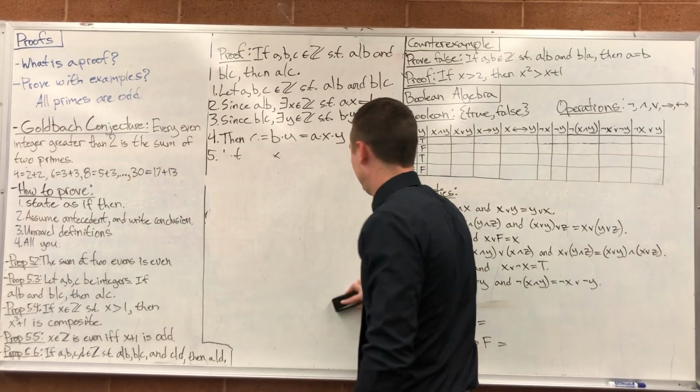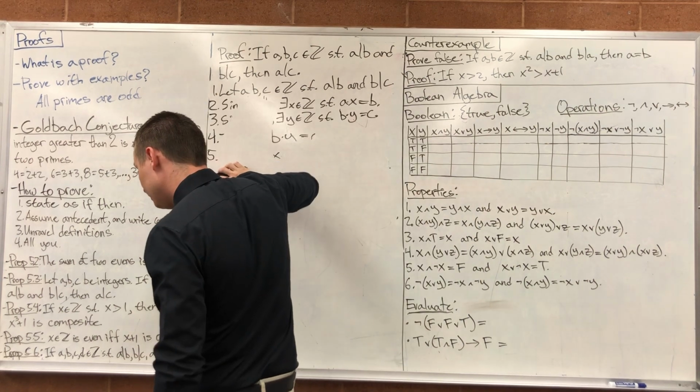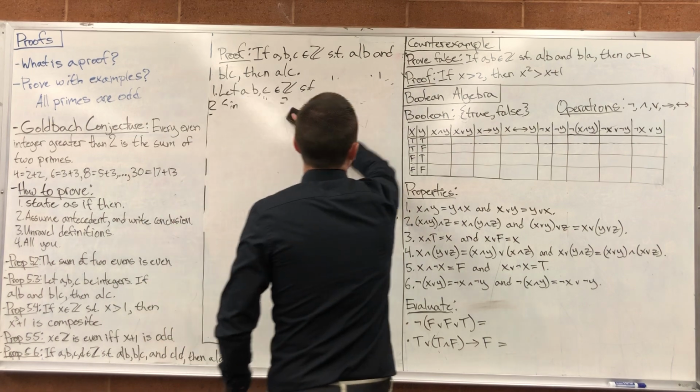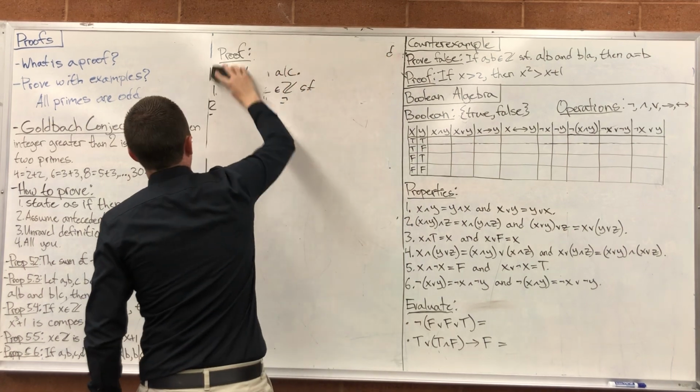Next. If x is an integer greater than 1, then x cubed plus 1 is composite. Oh geez. How on earth are we going to prove that?